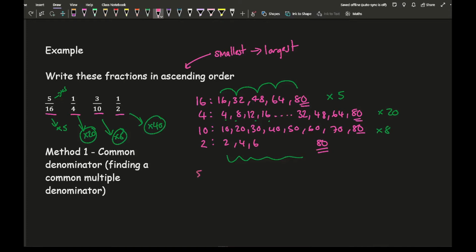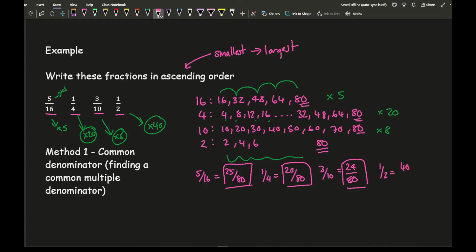So what I've got is 5 over 16, which becomes, multiplying both the top and the bottom by 5, 25 over 80. Then I've got a quarter, where I multiply both numbers by 20, so it's going to be 20 over 80. Then I've got 3 over 10, which if I multiply both numbers by 8, I'm going to get 24 over 80. And with a half, I'm going to get 40 over 80.